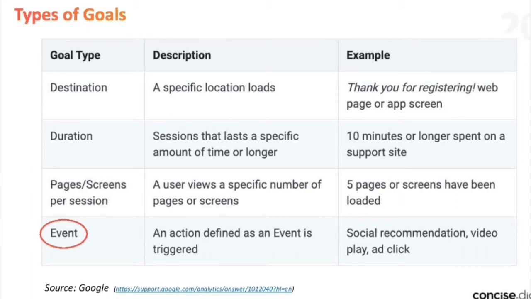Just to recap, destination is a specific page or application screen. Duration is if you want to track a certain amount of time on a page, or like if you had an intranet or a client login page, you could track how long people were engaged in there. If you had an application process, you could do that. Pages per session, again, I don't find this particularly handy, but it can be done.